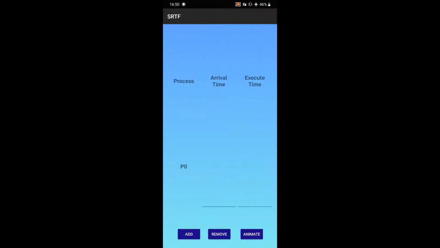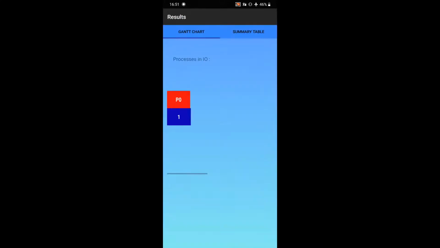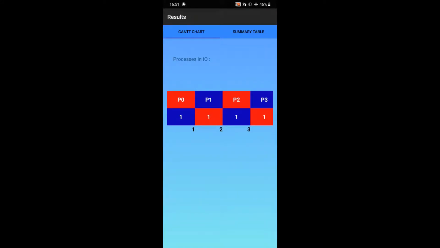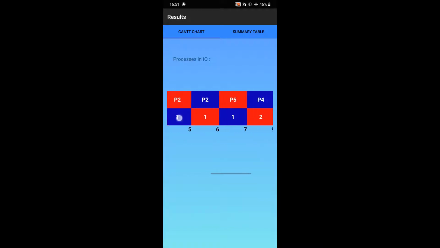Move on to shortest remaining time first. Depending on the shortest remaining time, those processes would be animated. After some time, it would turn into shortest job first.